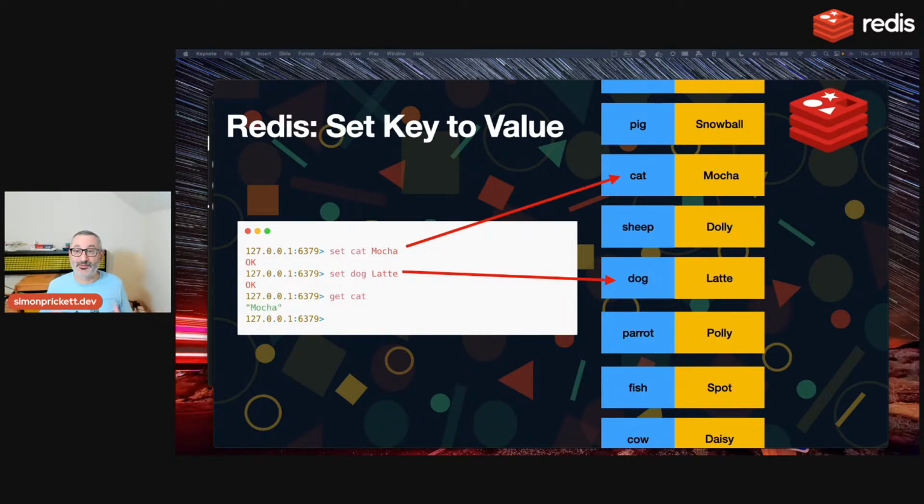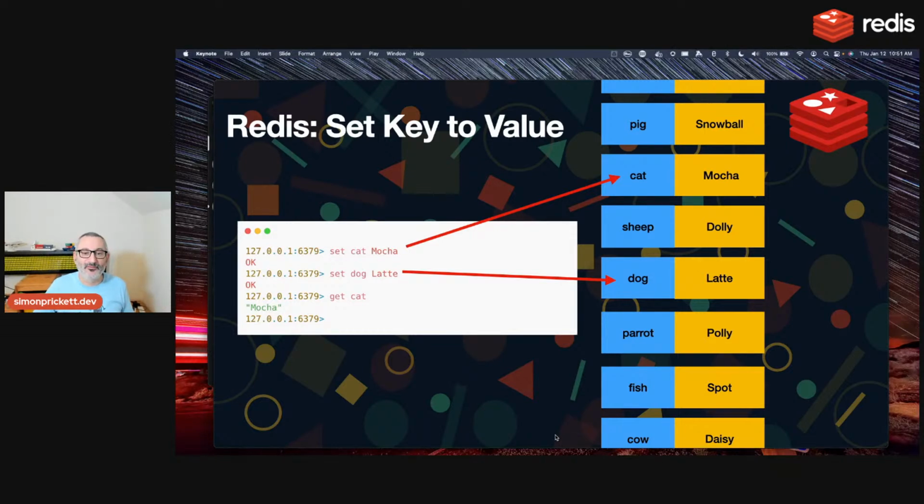Others use the search and JSON functionality to allow you to save documents and then find them not by the key, but by properties that they have. And we'll look at that in a future live stream. So that's your basic setting a key to a value.